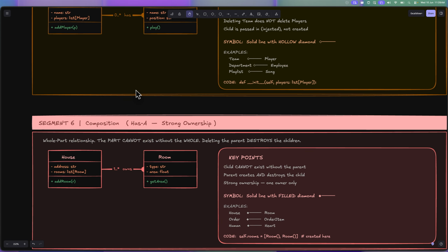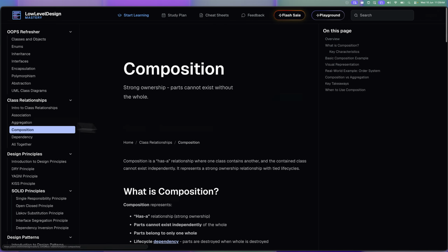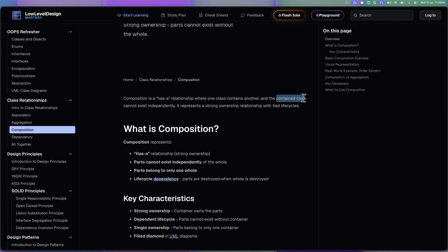If you go back to our example, this is a player class, and this class can exist independently without the team. But in composition, the content class cannot exist independently. So this represents a strong relationship with tied life cycles. This is the small change between aggregation and composition. Here also one class contains another class, but the important thing is they cannot exist independently.